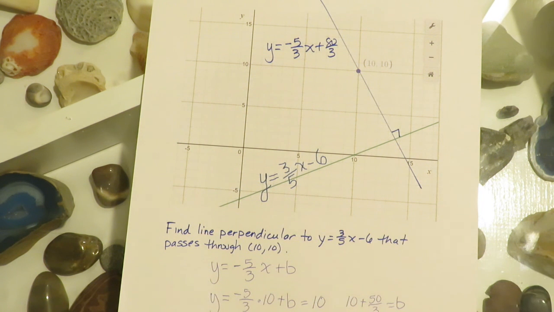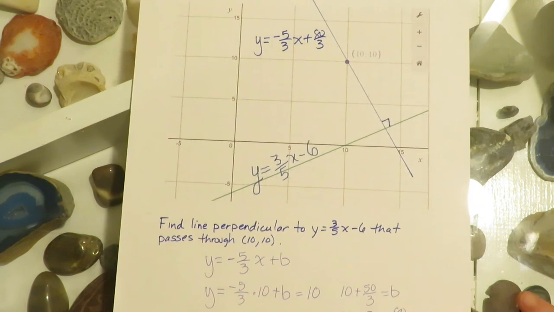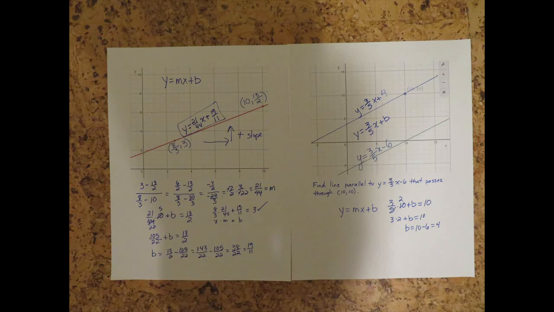Or if you're given points, then you can calculate the slope by finding the difference of y's in the numerator and the difference of x's in the denominator. So have fun practicing with lines.